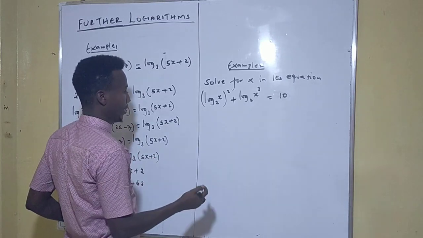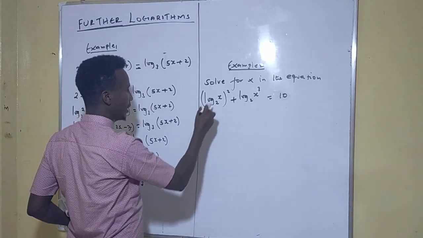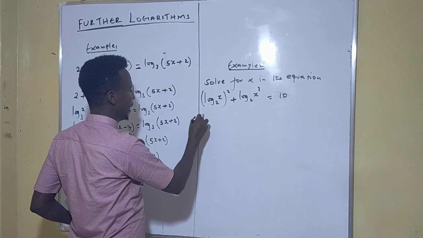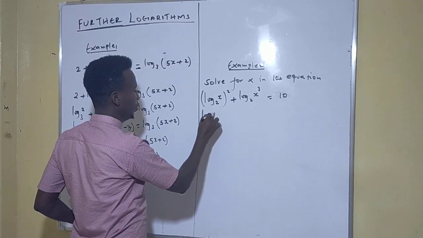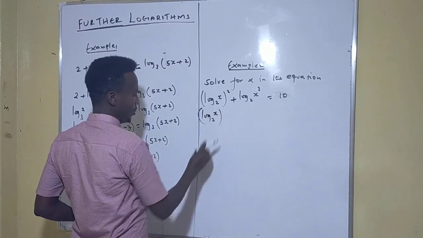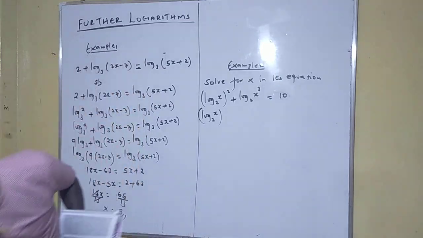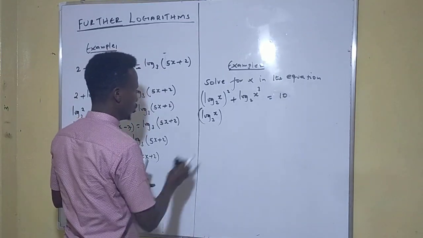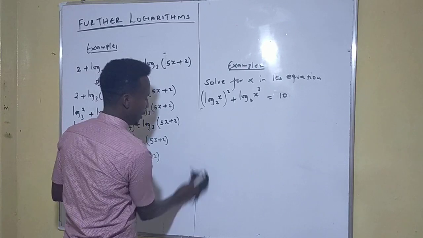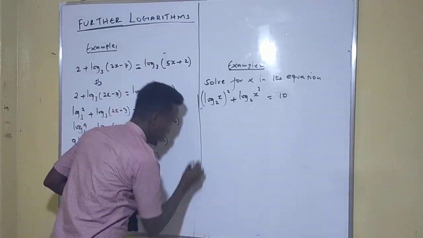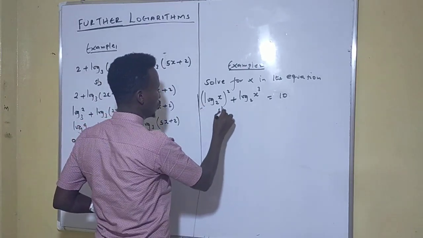Such questions will go into quadratic. So we are going to say this can be written as what? This can be written as log base 2 of x in the bracket. Let me come to the solution part, okay? Look here, I'll say solution.